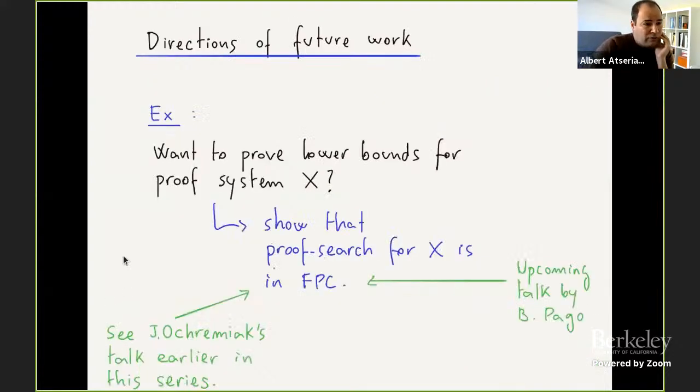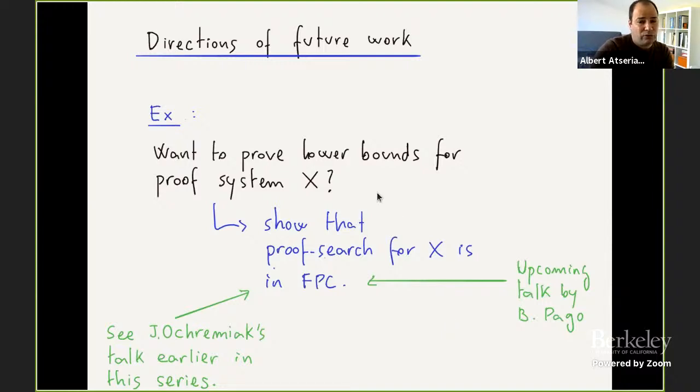And finally, one last example that connects to the next talk is the following. So again, within this program, suppose you want to prove lower bounds for a proof system X. What do you need to do? Well, one thing you can do is show that the proof search algorithm for this restricted proof system is expressible in FPC. And in fact, this is one way, and Joanna Kremiak in her talk earlier in this series talked about this approach to proving lower bounds. And this is precisely the topic that Benedikt Pago is going to tell us about in the next talk.